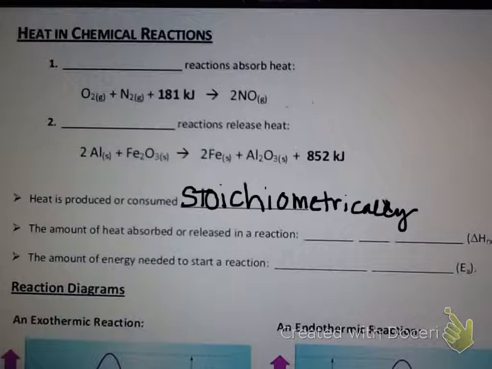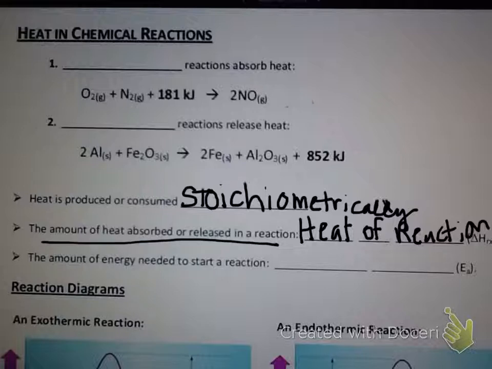Let's see here. The next thing is that the amount of heat that's absorbed or released in a reaction has a term. It's called the heat of reaction. Pretty easy to remember. The heat of reaction is the amount of heat that's overall absorbed or released. There's a symbol for heat of reaction. The overall change in heat, whether released or absorbed, is going to be called delta H RXN.